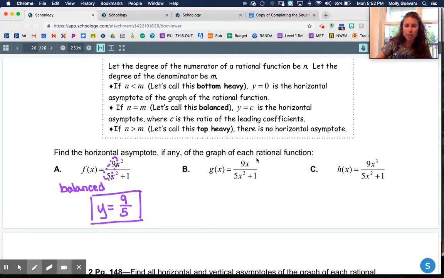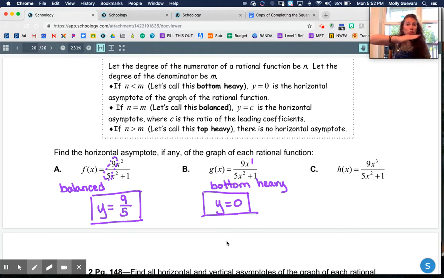For G, the exponent on the top is a 1. The exponent on the bottom is a 2. So since the exponent on the bottom is bigger, this is bottom heavy. And since it's bottom heavy, the equation y equals 0 is the equation of the horizontal asymptote, right? So it's just right there on the x-axis. It hasn't moved up or down.